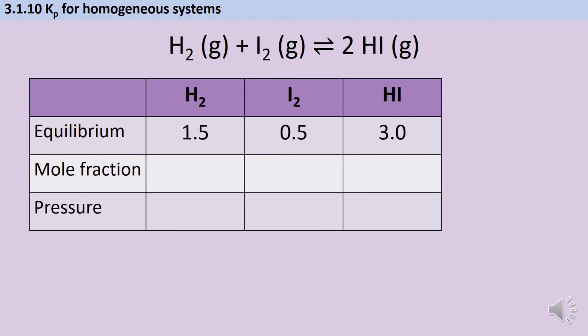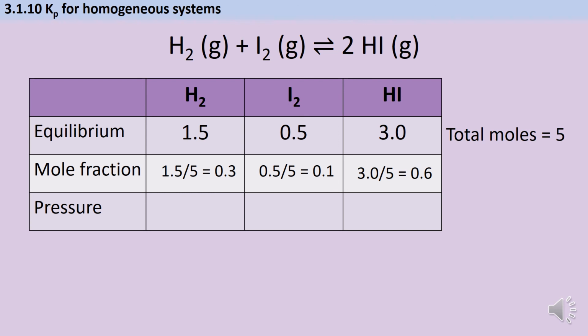Now to work out the partial pressures, we're going to add up all of those moles and get a total of 5, and then we work out a mole fraction, so 1.5 divided by 5 is 0.3, and so on and so forth. If we add all of those up, we get a total of 1, which is good and is right. Now for the pressure, we're going to multiply it by the total pressure, which was 1.2 atmospheres, and if we do 1.2 multiplied by 0.3, we get 0.36 atmospheres, 0.12 atmospheres of iodine, and 0.72 atmospheres of hydrogen iodide.